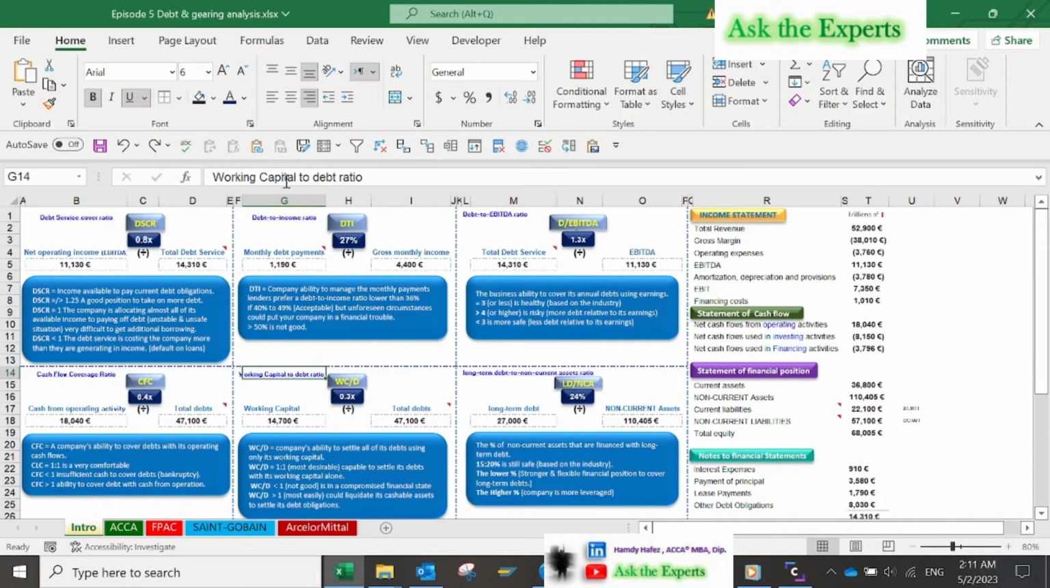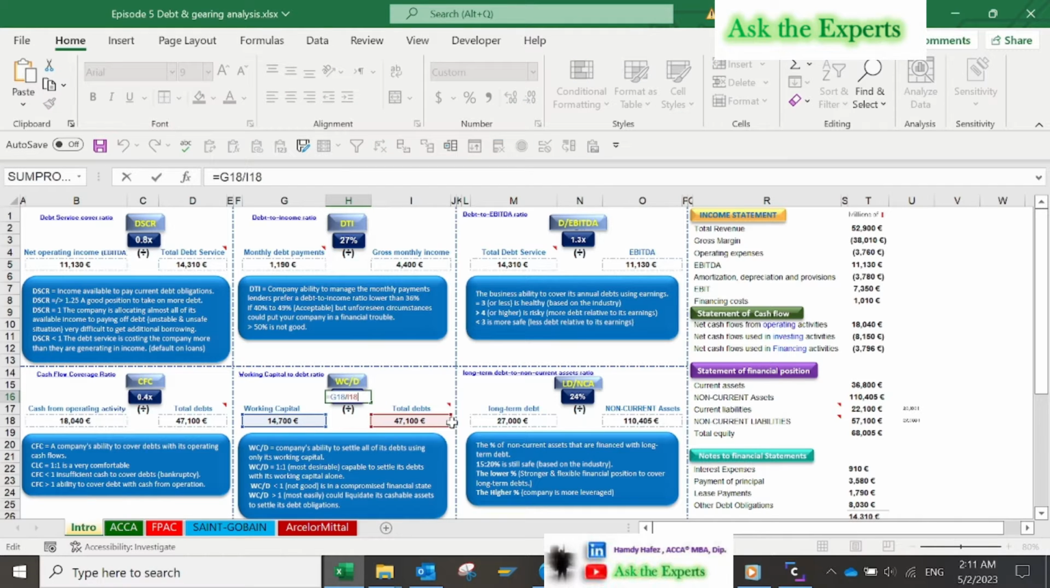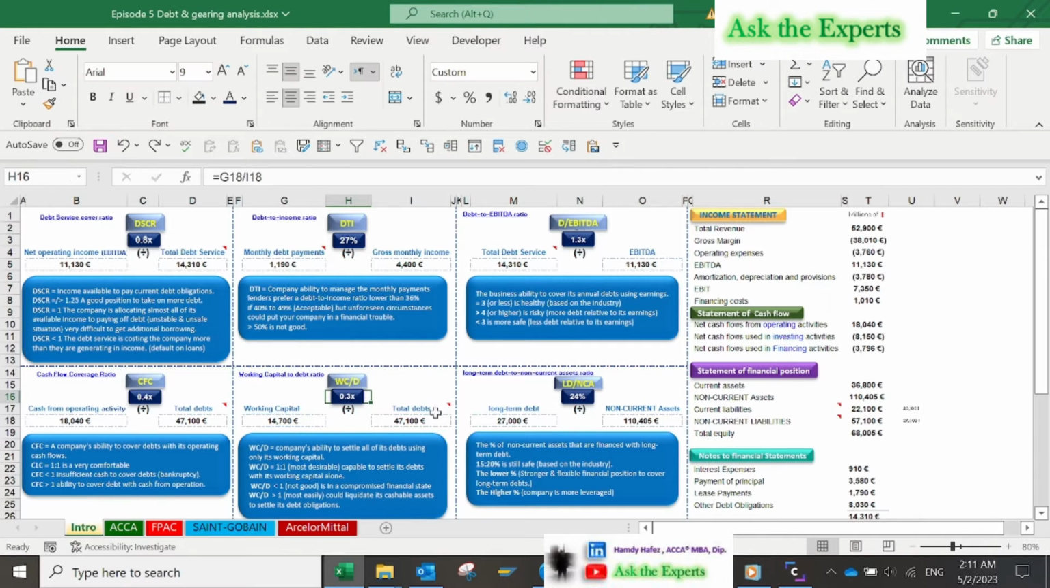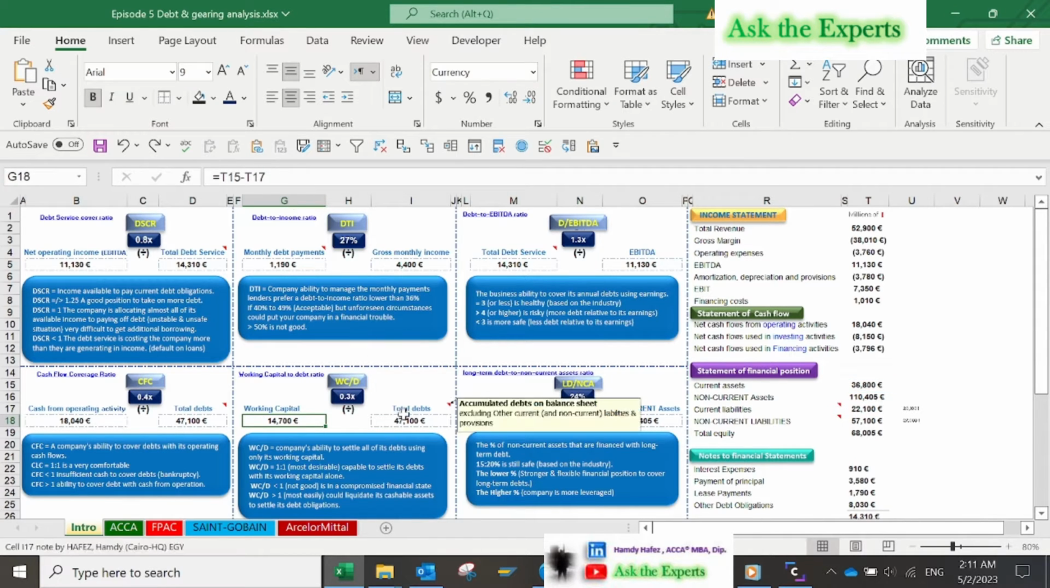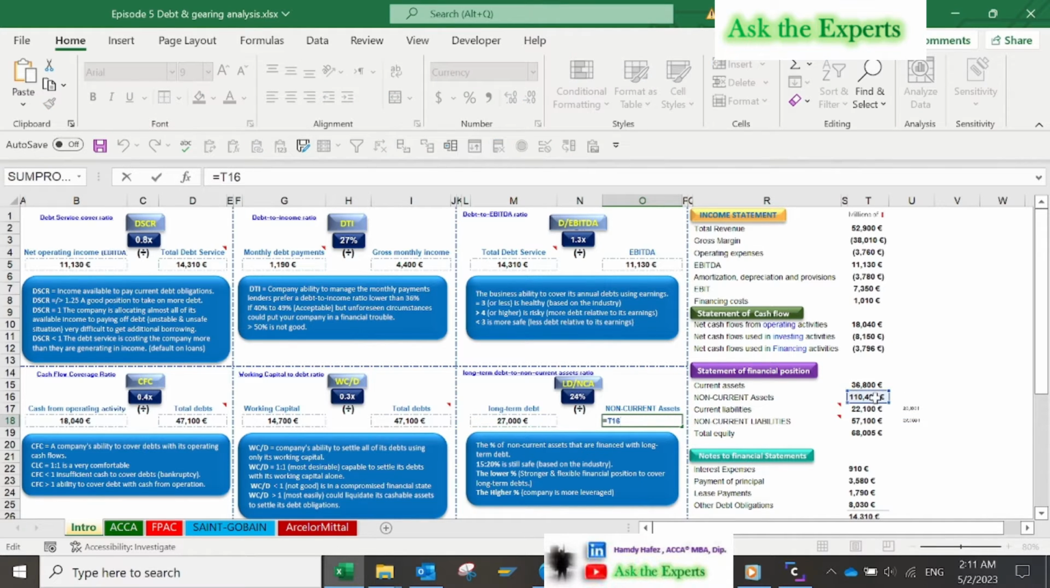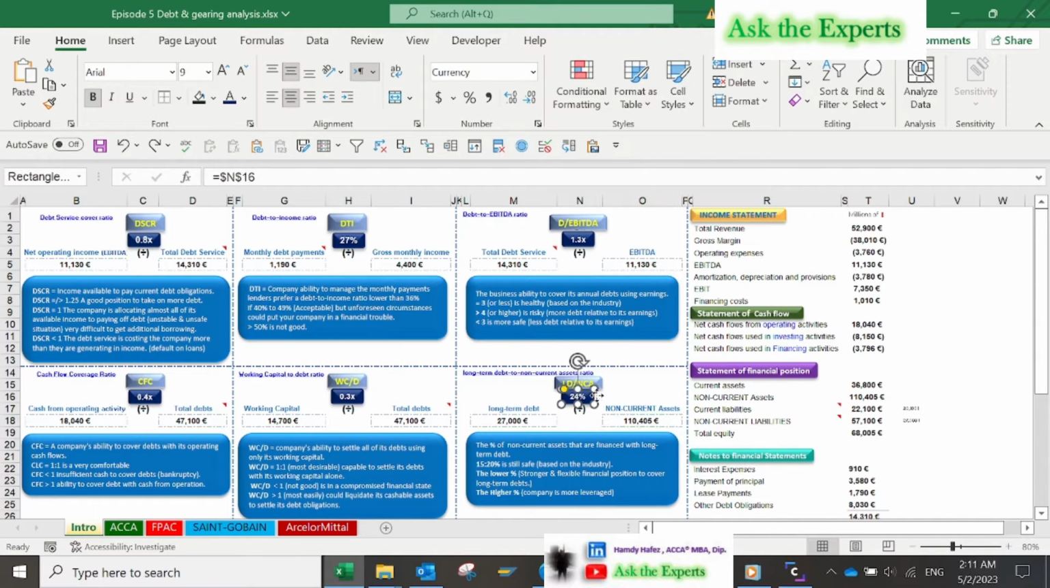The working capital to debt ratio is equal to the net working capital divided by total debts. It measures the company's ability to settle all of its debts using only its working capital. The long-term debt to non-current assets ratio is equal to the long-term debt divided by the non-current assets. It represents the percentage of the non-current assets that are financed with long-term debt.